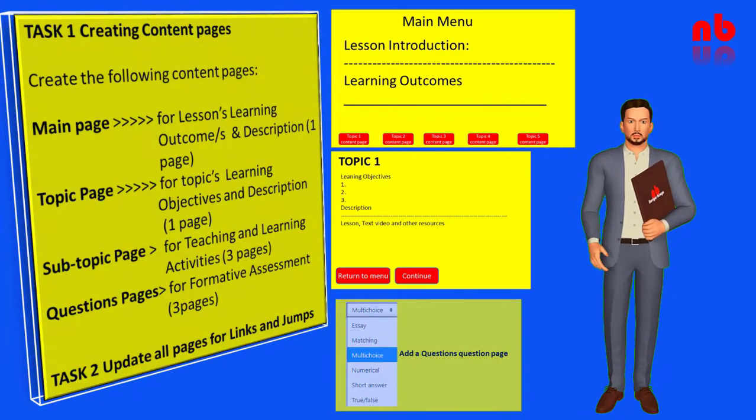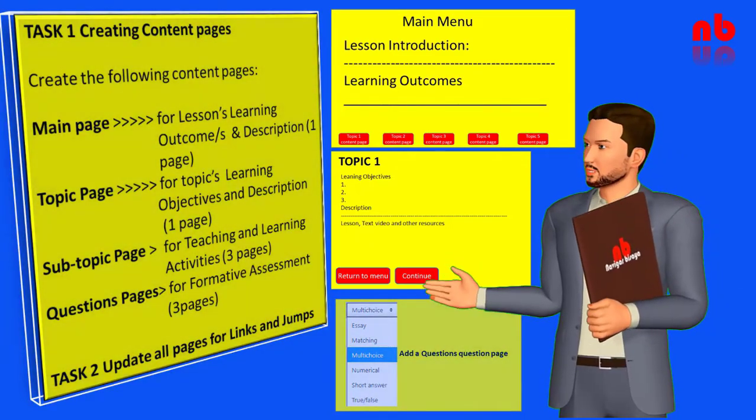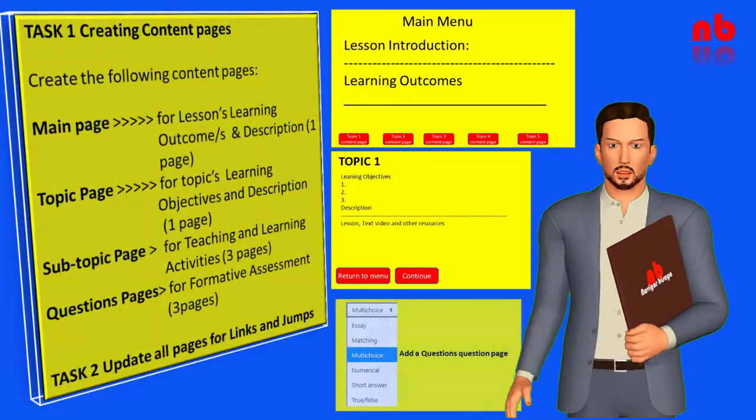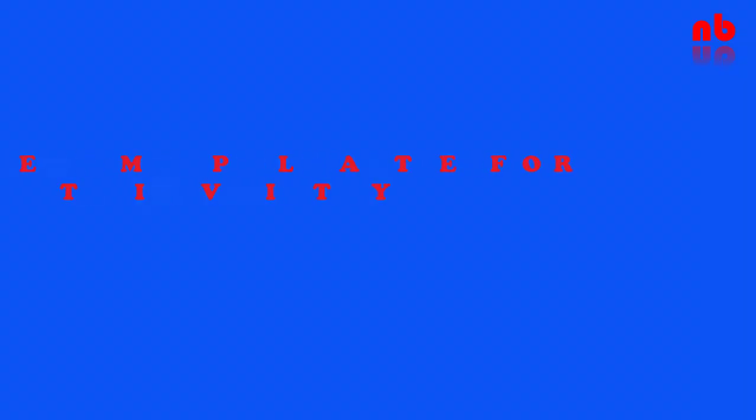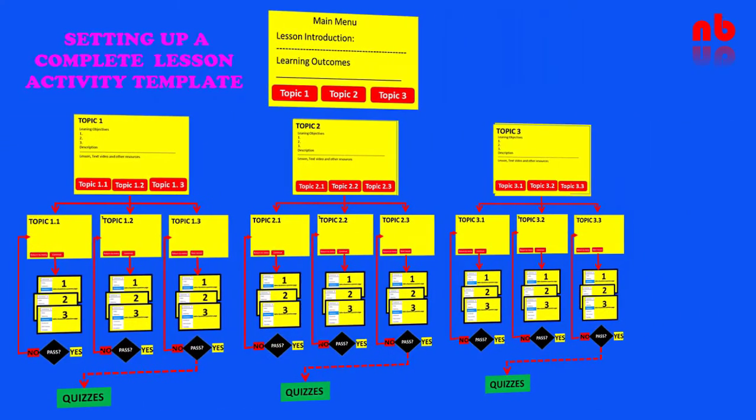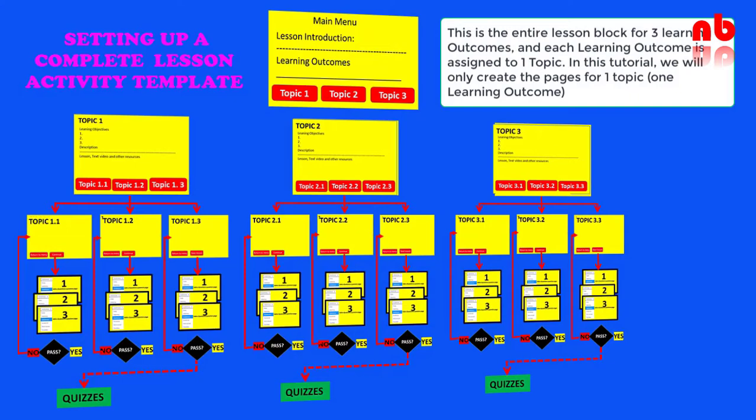Task 2, we will be updating the links and jumps of the pages. Review all the pages and save the lesson. This is the entire lesson block, for 3 learning outcomes, and each learning outcome is assigned to one topic. In this tutorial, we will only create the pages for one topic. Topic 1, Topic 2, and Topic 3.